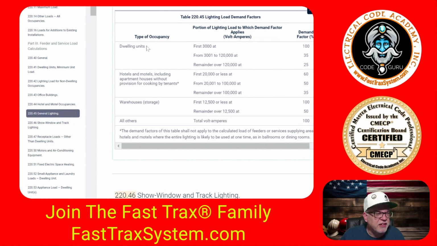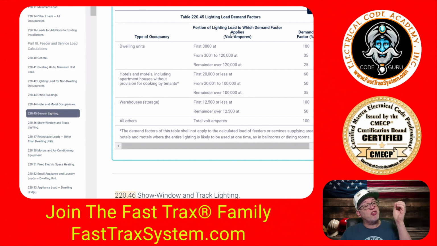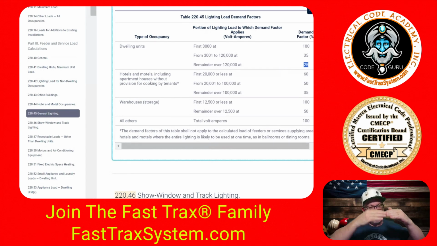So here you see it says for dwelling units, and this is the lighting loads, which actually also includes the general use receptacle loads, and it tells you that in the code, in case you didn't understand that. The first 3,000 at 100%, the next 117,000 or 3,001 to 120,000, we like to say next 117,000 over the 3,000 is at 35%, and the remainder over that is at 25%. I think I got it backwards earlier, sorry. So it's 100%, then it's 3,001 to 120,000 at 35%, and the remainder at 25%, okay? Makes sense? And so you get to apply that even to the neutral, okay?